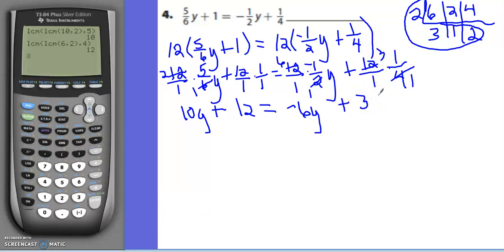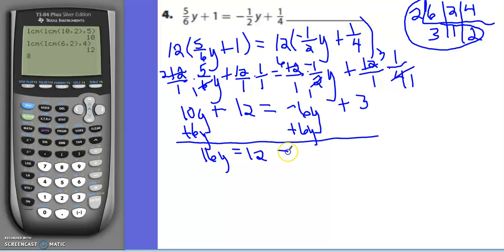Alright, so we have 10y plus 12 equals negative 6y plus 3. We want to get all the variables to one side and all the constants to one side. So we're going to add 6y to both sides. We're going to get 16y plus 12 equals 3.